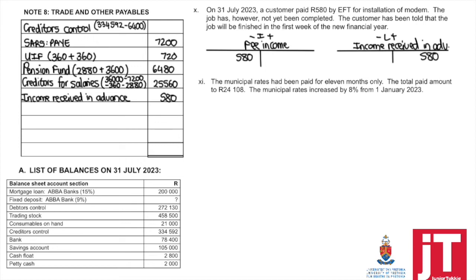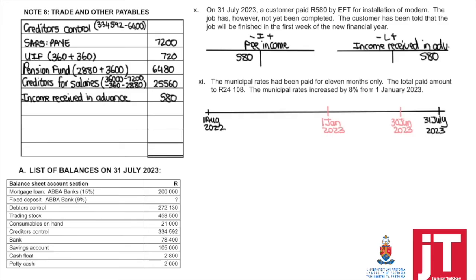This is now the difficult part because I can't just take that 24,108 and divide it by 11, due to the municipal rates that had increased with 8% from the 1st of January. And if 1 month is still outstanding, it means that July is still outstanding. So from January until 30 June is 6 months, and from August until the 1st of January is 5 months.